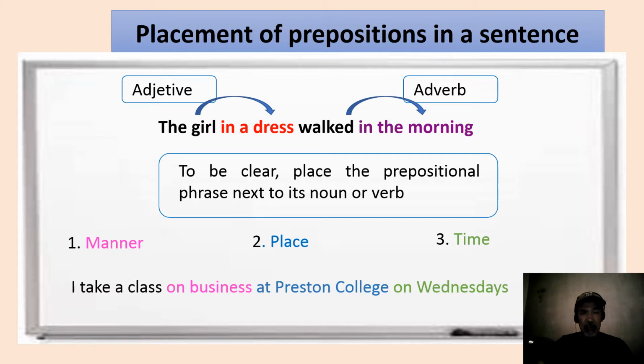We see another form. In pink, the manner. In blue, the place. In green, the time. We see the example: I take a class on business at Preston College on Wednesday.